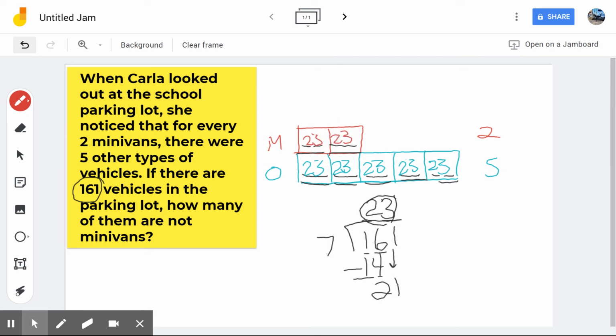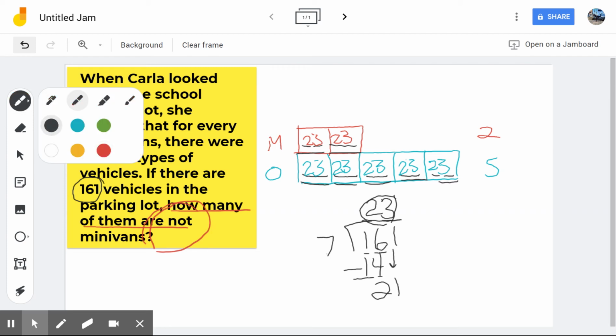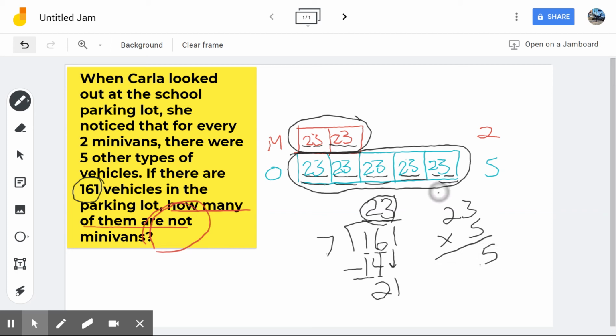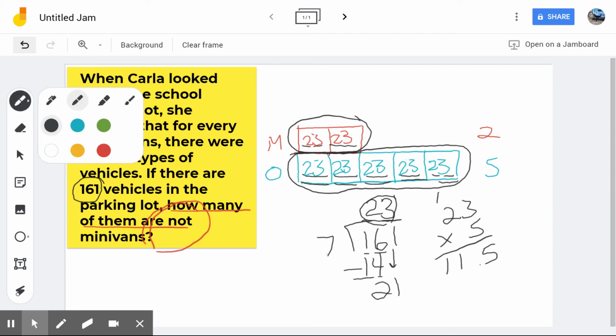Okay, so let's look at our question. If there are 161 vehicles in the parking lot, which we just figured out the breakdown, how many of them are not minivans? Well, these are minivans, so I need to know how many are not minivans. So it's 23 times 5. So 23 times 5, 115.